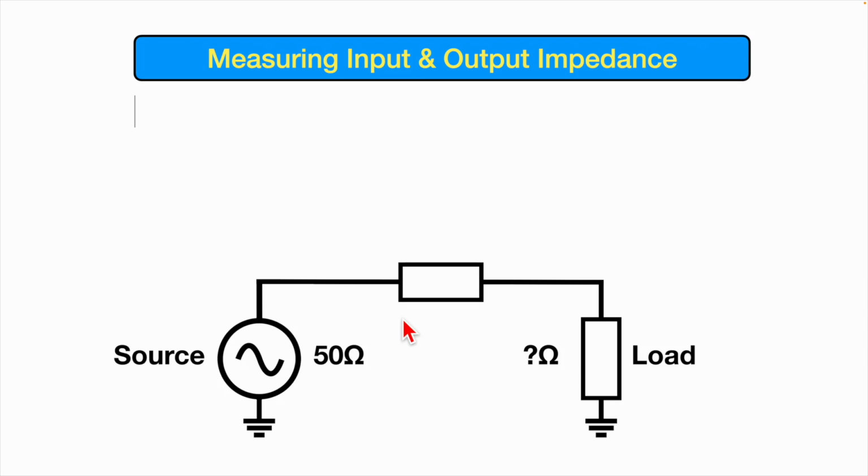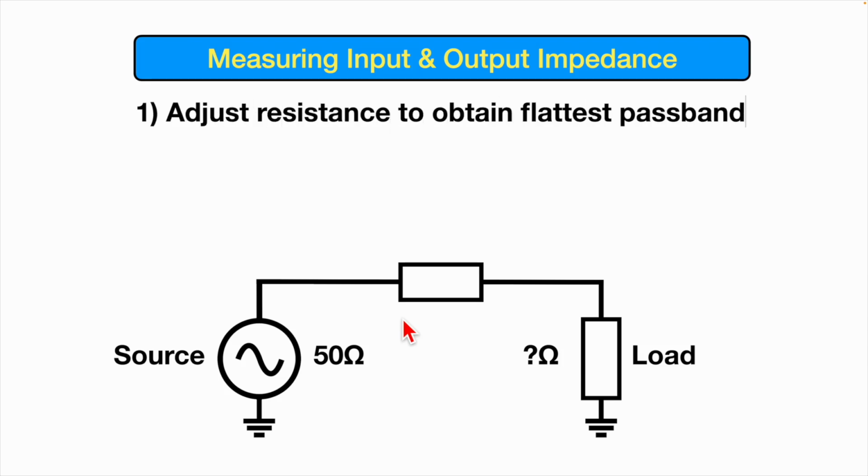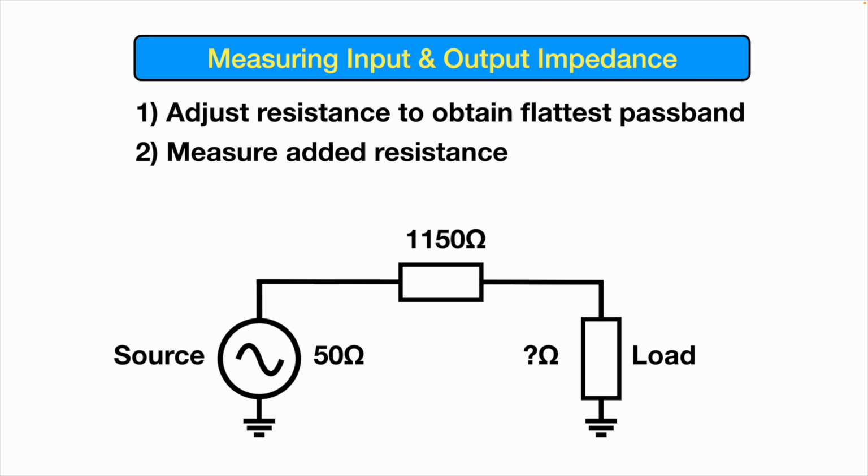So how do we do it? Well, what we do is we adjust this resistance until we get the flattest passband. And so you just keep increasing it until it gets better and better. And you'll see when you've got an optimally flat passband. And so once you've got that point and you're happy with the shape of the passband, then you disconnect the NanoVNA and you measure what this additional resistance is that you've put in. And so in my case, it was about 1,150 ohms.